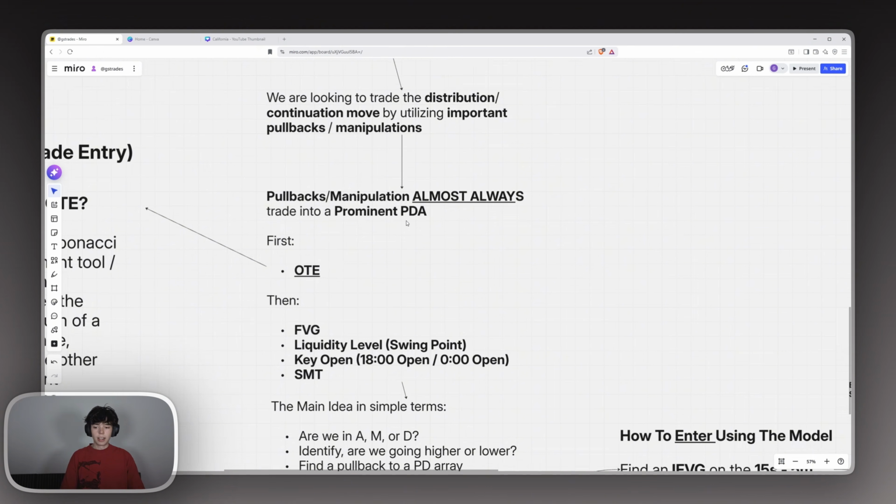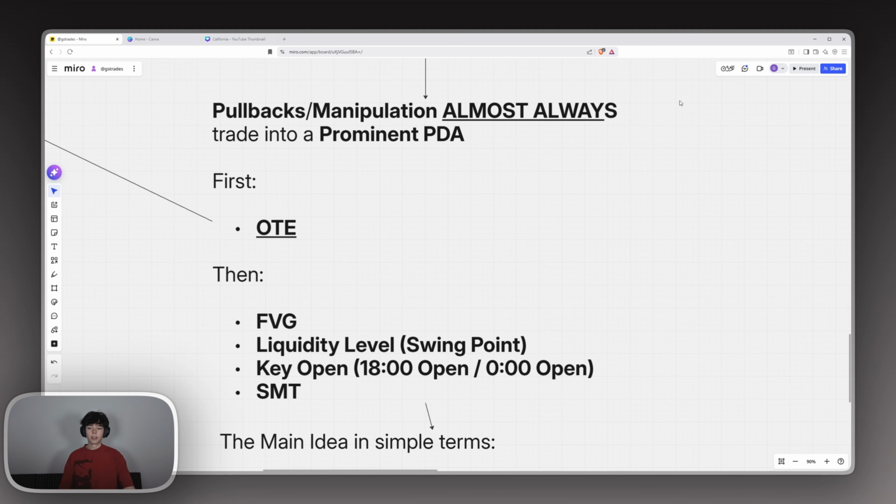Now back to here. What are we looking for? OTE, which is going to be your framework. Have we rebalanced equilibrium? That's what we're going to establish first. And then what are the key levels around OTE? What is at OTE, above OTE, below OTE? Where are key PD arrays or levels that can manipulate?